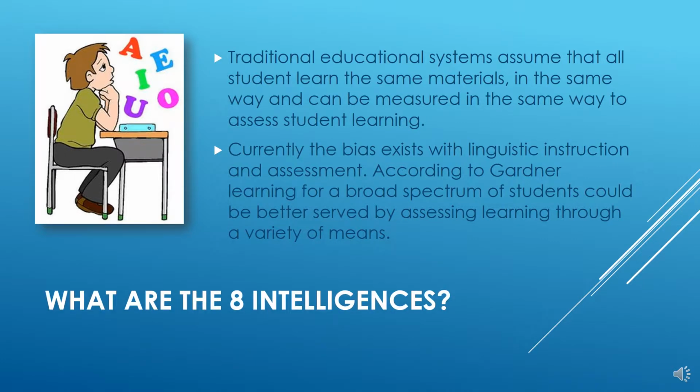Gardner questioned Piaget's assertion that intelligence can be determined through a single assessment like an IQ test. Rather, he believed children could be at different stages of development at different times in their life.